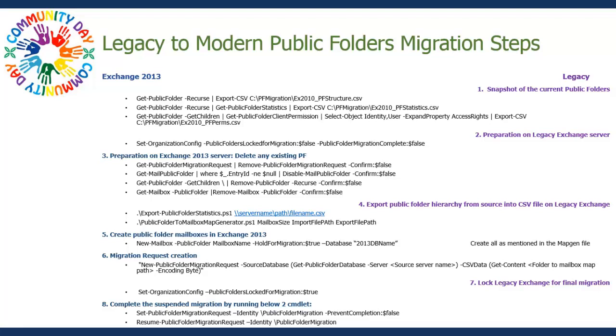Then the next is Get-PublicFolderStatistics, which is going to take out the statistics, telling us the sizes of the public folders. Then it's going to take out the permissions. So the first command is taking out the structure. The second command is taking out the item count, size, and owner. The third command is taking out the permissions.